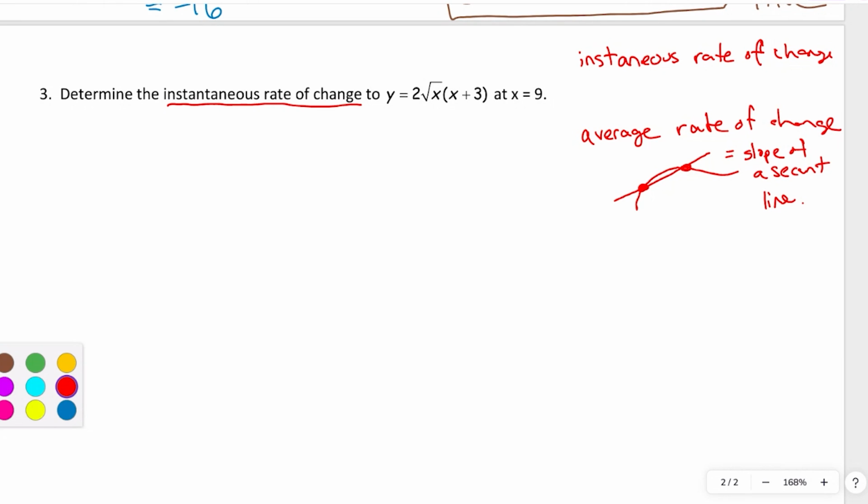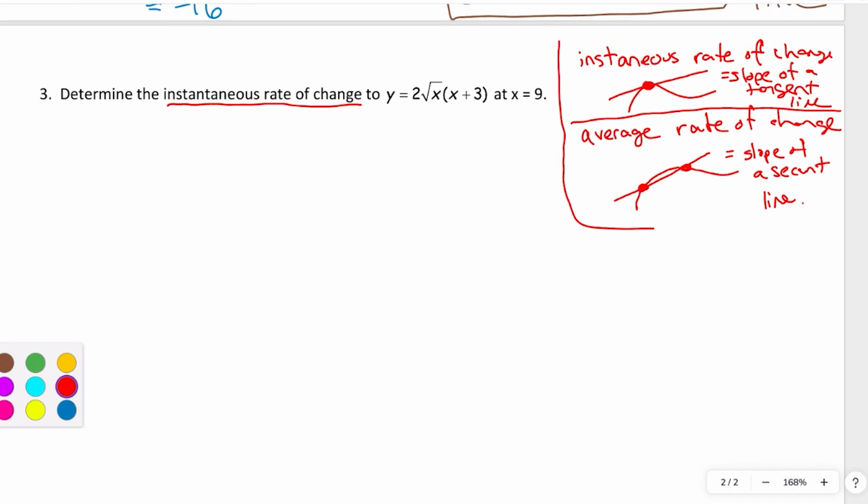Whereas instantaneous rate of change is actually more of an accurate representation of the slope at any point. The average rate of change just gives us an idea of what to expect the slope to be at any given point, but the instantaneous rate of change tells us exactly what the slope is at a particular point. So instead of finding the slope of a secant line, we're finding the slope of a tangent line. I just want to make sure we understand the difference moving forward. I don't think I did a really good job earlier explaining the difference between these two.